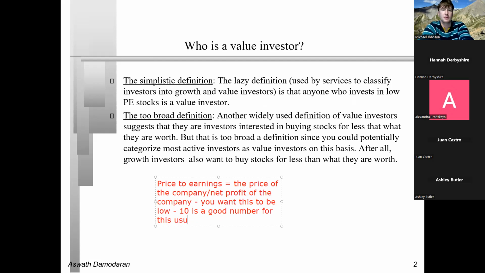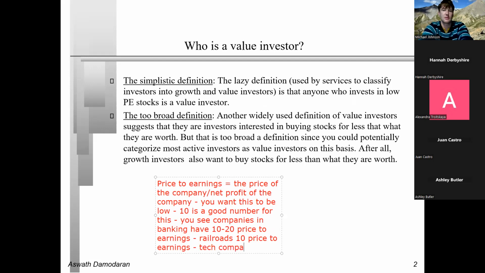Usually you see companies in banking have 10 to 20 price to earnings. Railroads, usually 10 price to earnings. And then tech companies can range from like 50 to 100. So the lower the price to earnings, the better usually.